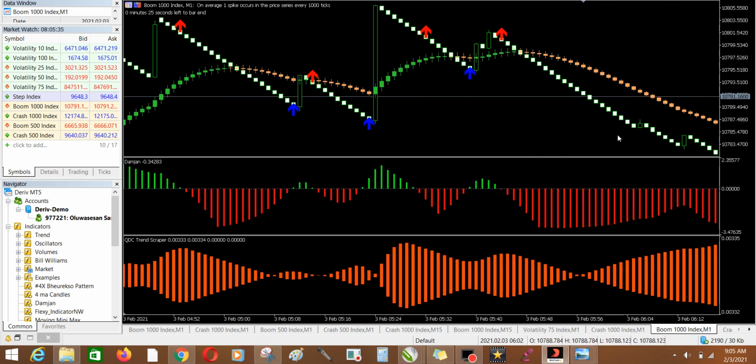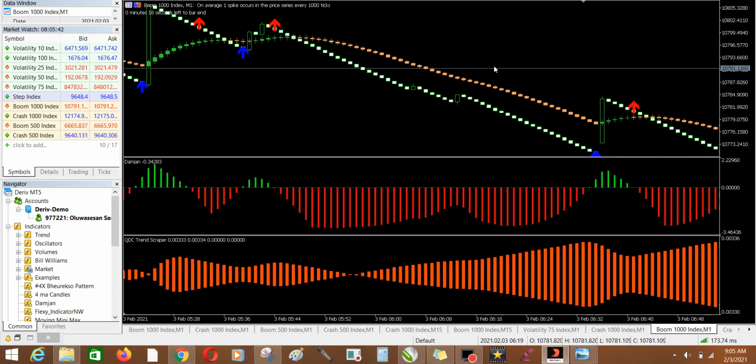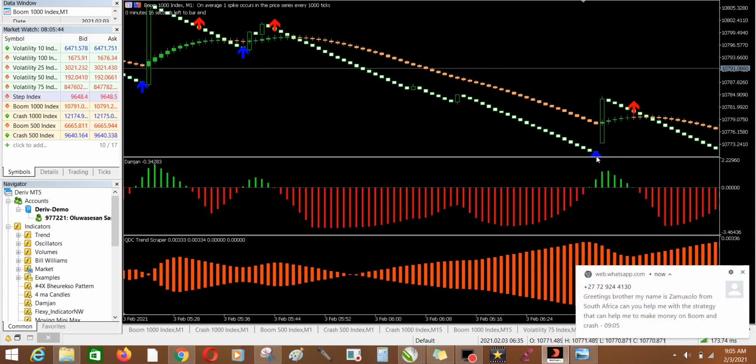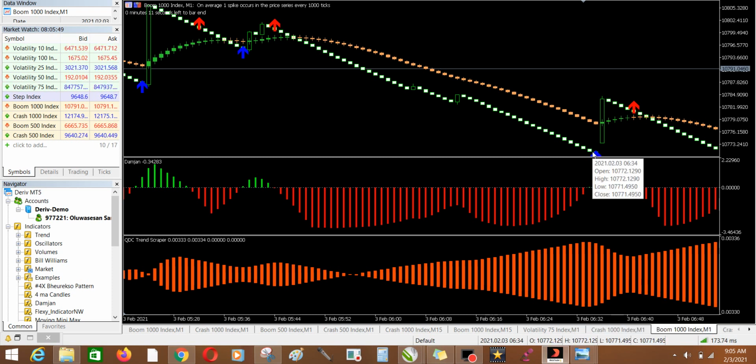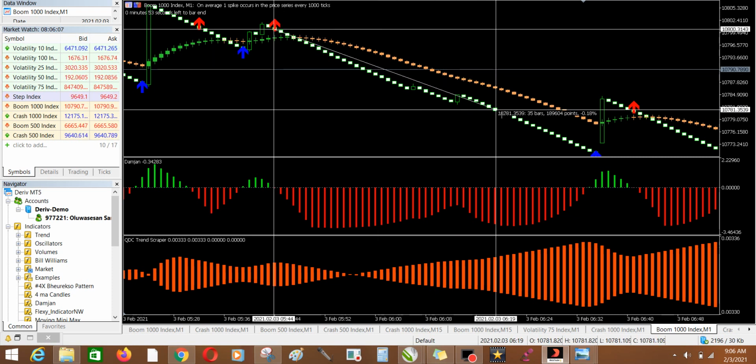Once you come in after getting a sell arrow, you can exit whenever you have the exit arrow popping out. The blue arrow is the exit arrow for boom. The red arrow is the exit arrow for crash. You can exit whenever you have the exit arrow popping out. For instance, let's say I decide to enter a trade here.